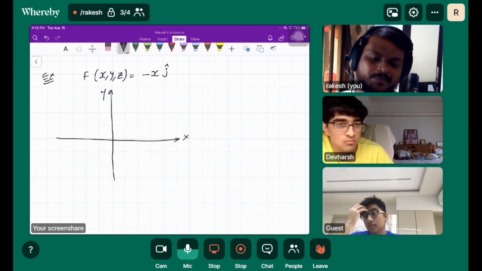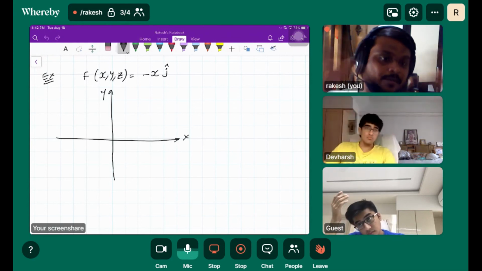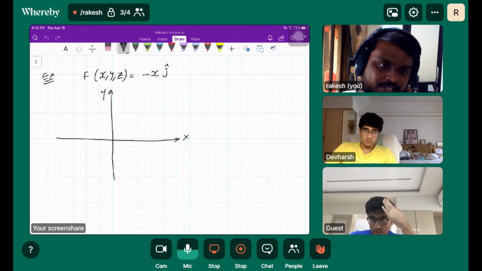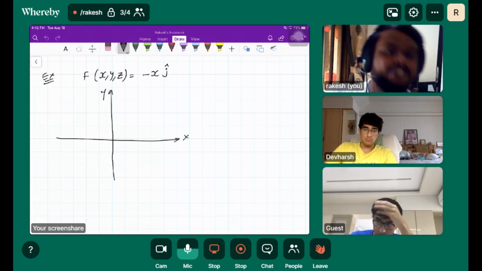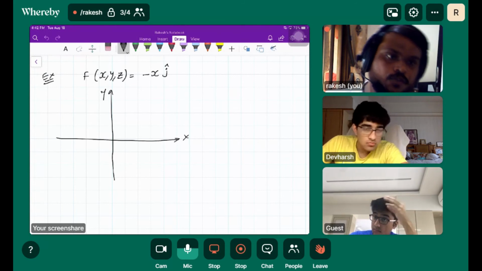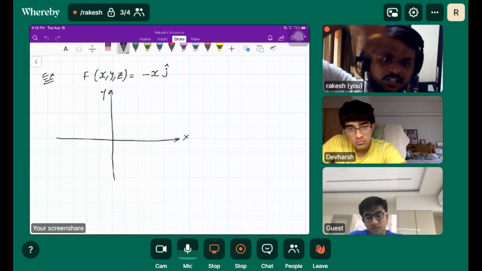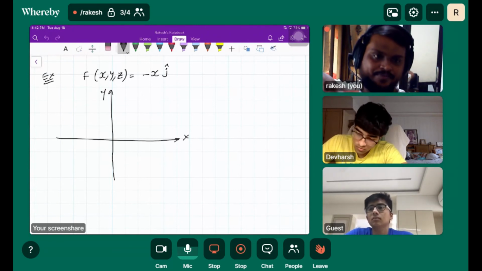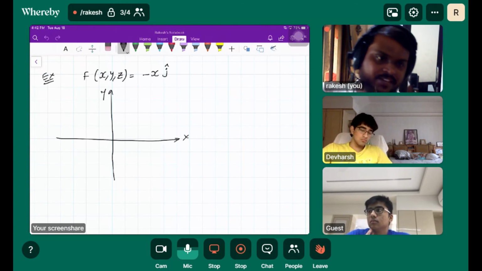See, if it is dependent on z, then I would have to draw the vector field in three dimensions, right? Since this vector field is independent of the z component, there is no z component in this. So if you look at this vector field from the top of the z axis, the vector field remains the same. Are you getting that? It will look similar at every height.